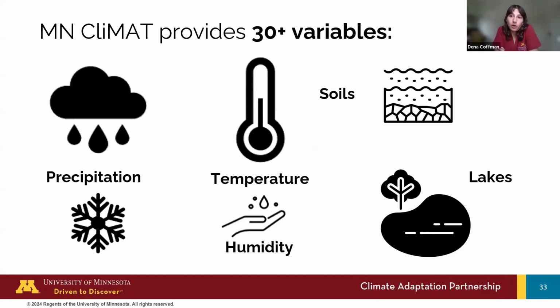So the MN CliMAT tool has many different variables, and I'll walk you through some of them. I suspect that many of you are going to look at these and know what you might need, but I hope this also helps you point to a few variables you didn't know you needed. We've got 30 plus variables that fall into these broad groups: precipitation, temperature, soil, and lake variables, as well as humidity. And I'll talk in more detail about the different breakdowns that we have for those, and what you use them for.